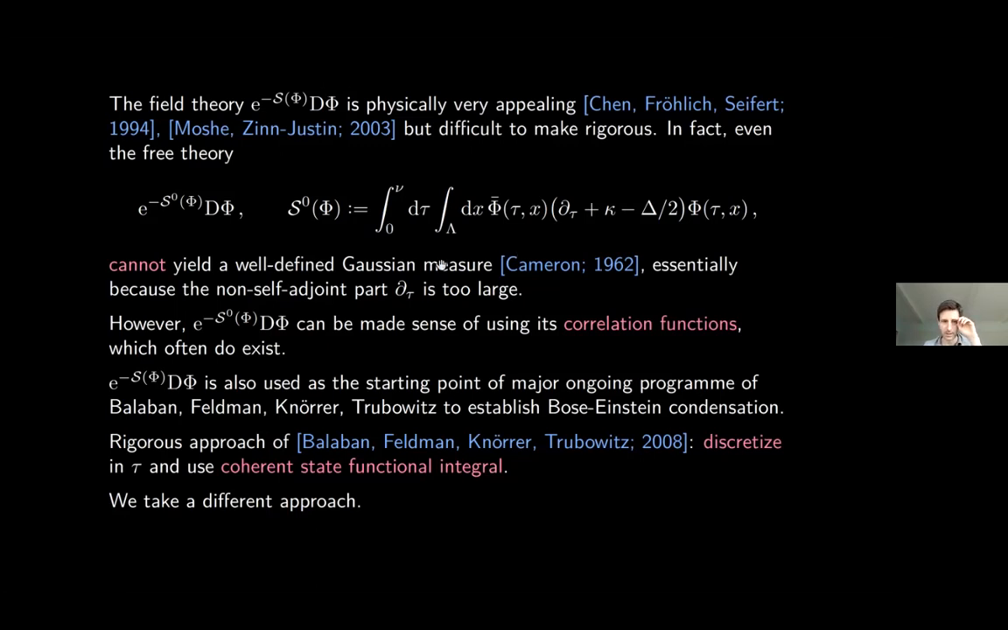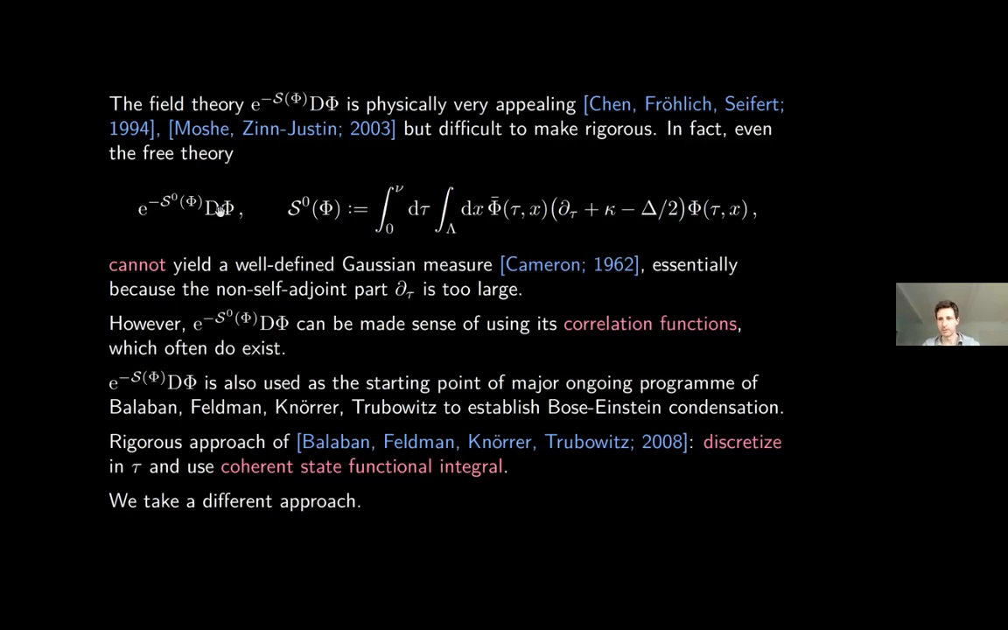And this, in fact, was proven by Cameron in the 60s, that no matter how you rescale and renormalize things, this thing cannot lead to a well-defined measure. The problem is that the oscillations from this thing are just too large. They become too large, they cannot be controlled. So there's no hope of assigning a measure to this thing. This will never be a measure.